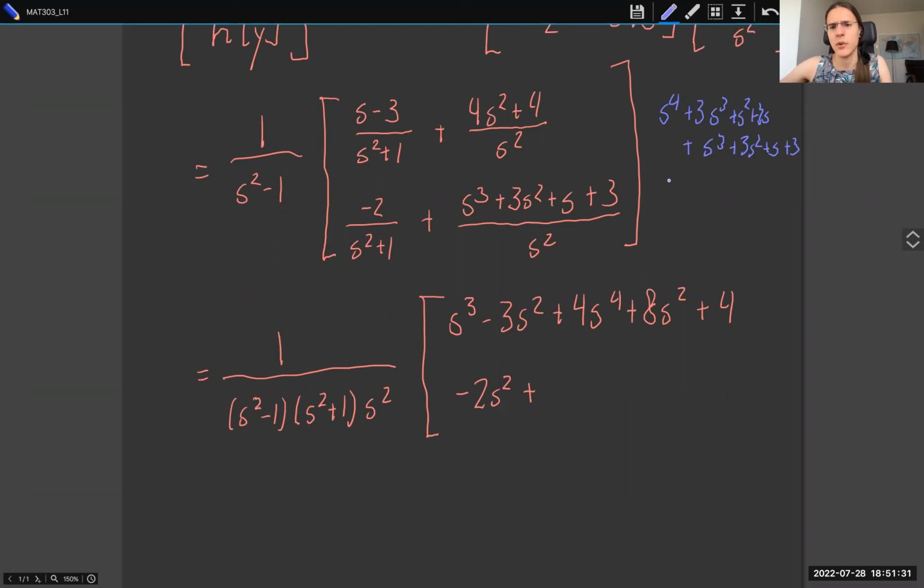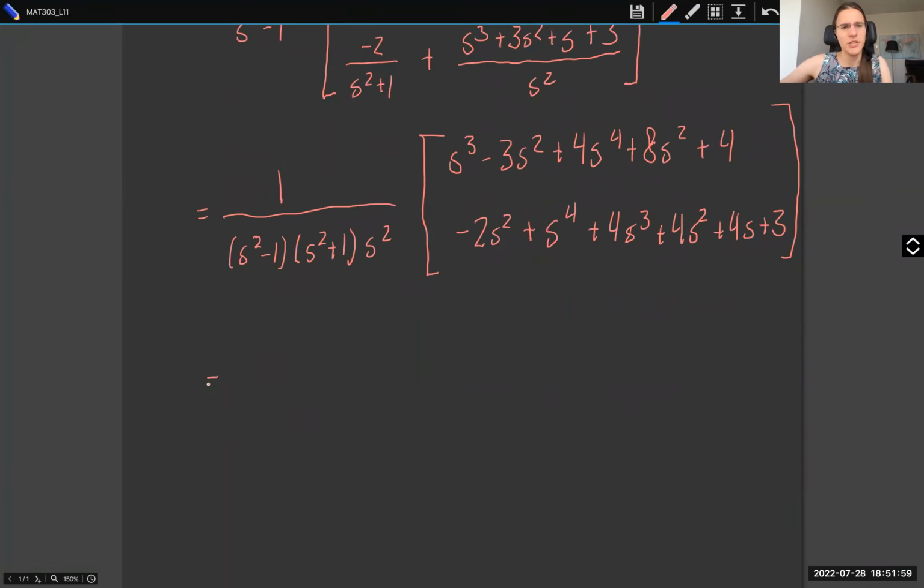So overall, that's going to give me s to the 4th plus 4s cubed plus 4s squared plus 4s plus 3. And I can rearrange that as 1 over s squared minus 1, s squared plus 1, s squared.